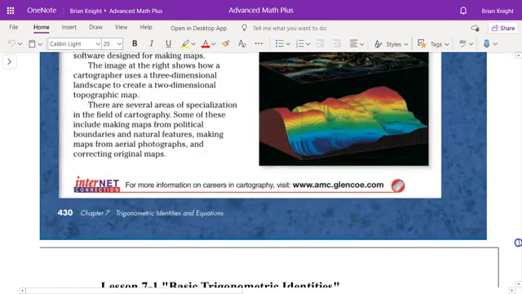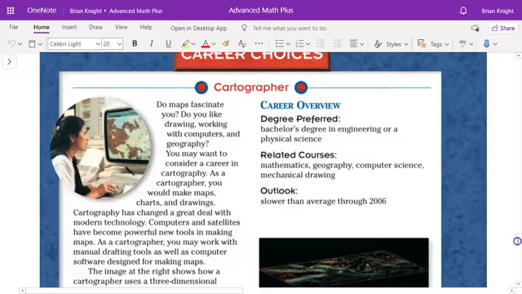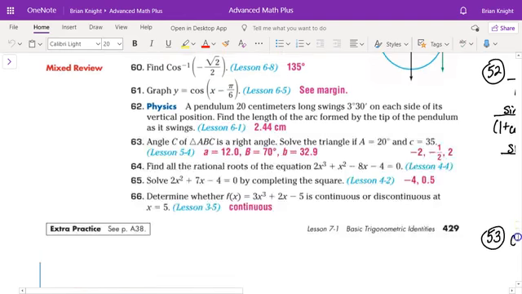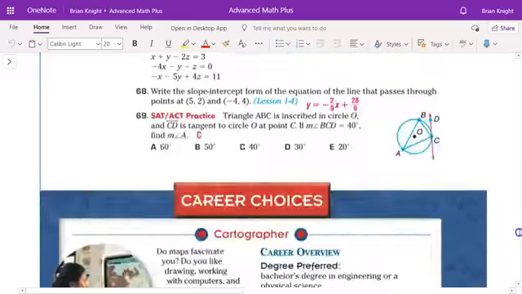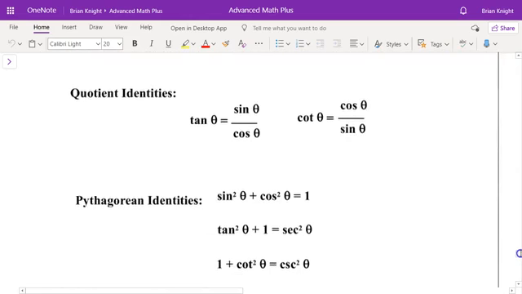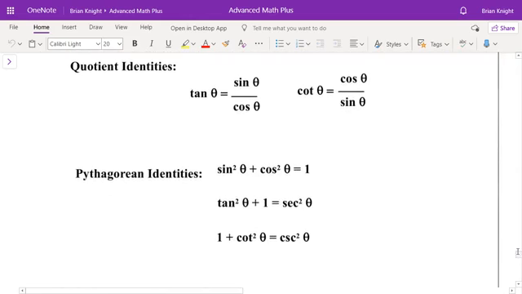The next ones, oops, I went a little too far. The quotient identities are, well, it won't let me drag it down. There it goes. The quotient identities are 4 and 5 on your sheet, okay? Tangent equals sine over cosine, and cotangent equals cosine over sine. That's basically what they are. You just kind of need to know them, all right?